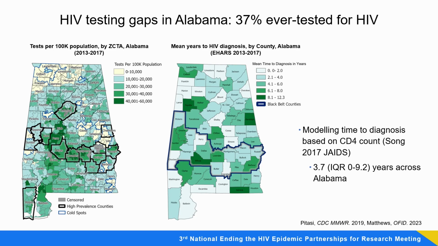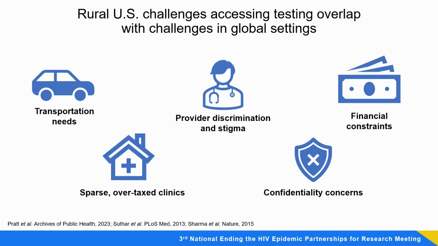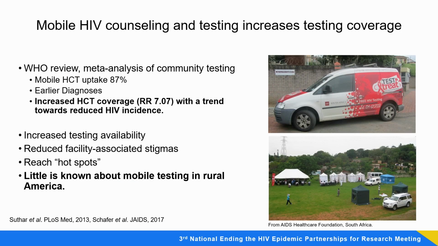If you know the state, you know that some of these areas that are lighter are really far from maybe where we're based in Montgomery and Birmingham. Many of the challenges that people in rural America face accessing testing do overlap with some of the challenges that have been seen in global settings where HIV is more endemic. Gaps in accessing transportation, concerns about provider discrimination and stigma around HIV, financial constraints. We already talked about Medicaid non-expansion states were another one. Sparse overtaxed clinics and confidentiality concerns, where the person who may be testing you for HIV might be someone you're going to see at church on the weekend.